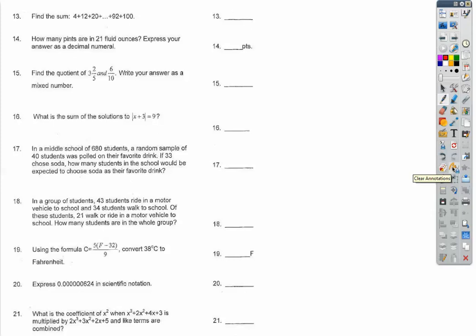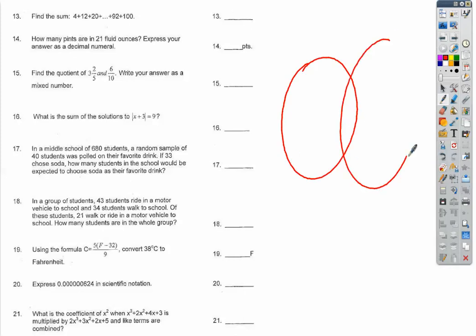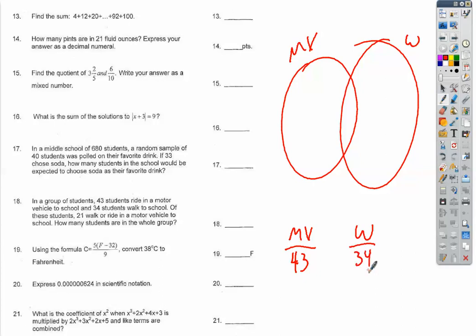In a group of 18 students, 43 ride their... oh, this looks like a Venn diagram. So we have motor vehicles, and 43 ride motor vehicles. And students walk to school. And that's 34, and 21 ride or walk to school, depending on the day.